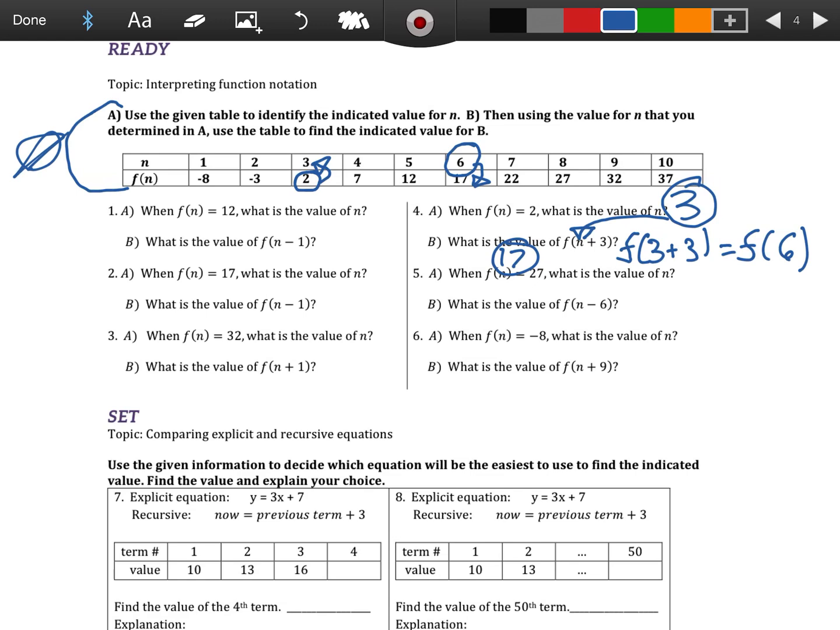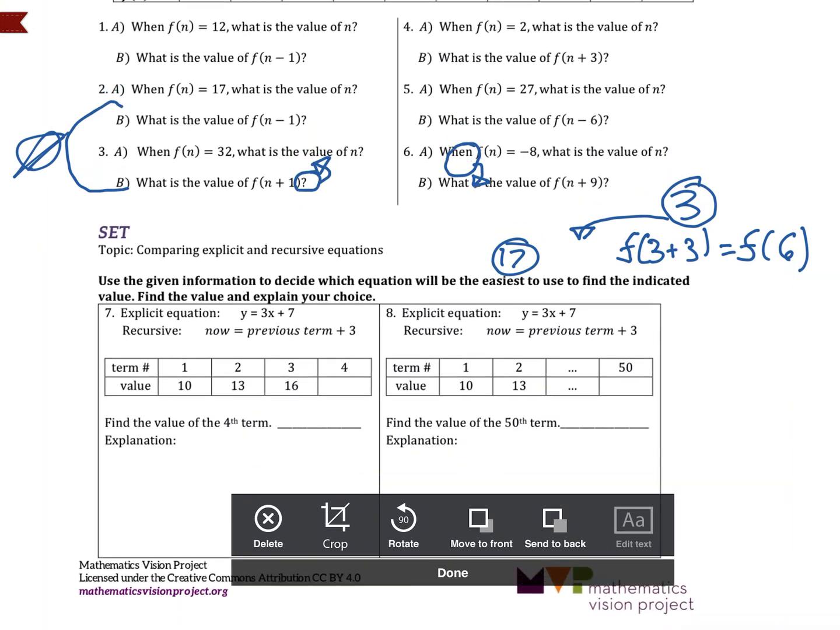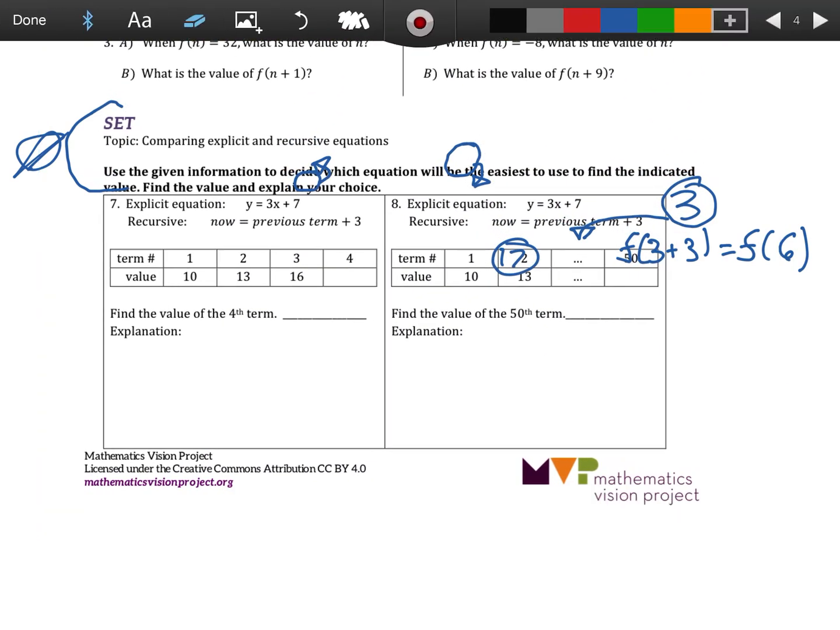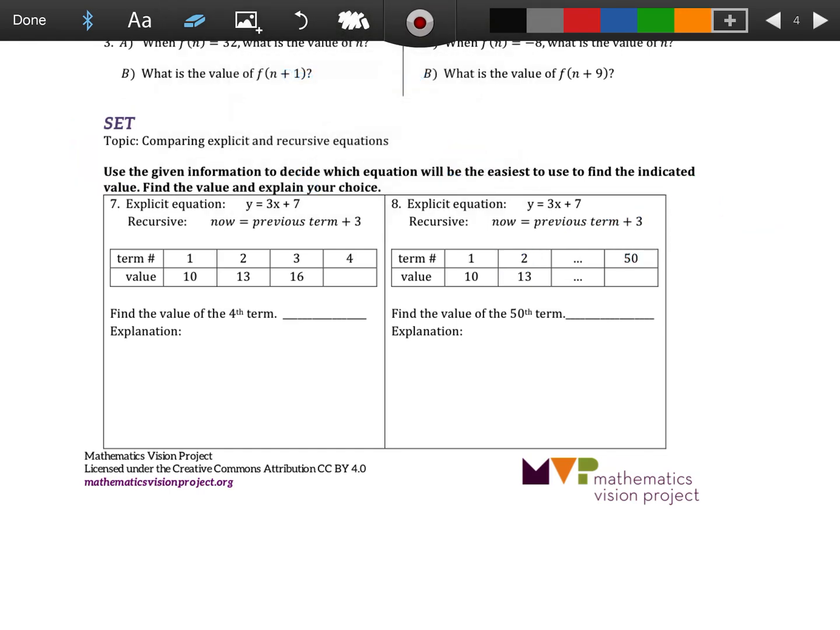Pretty simple. Really comes down to using the table that's up here, and knowing what it means if n is given or if f of n is given, and then working backwards. Sounds good? Let's keep it going. For our set, we're comparing explicit and recursive equations. We've seen these now twice, so let's see what's going on here.